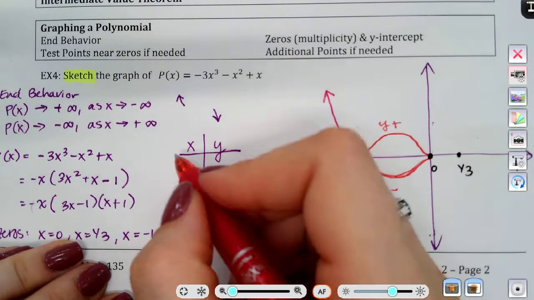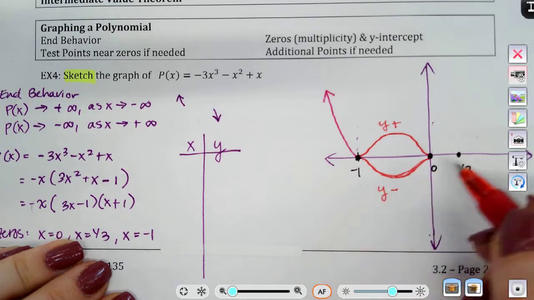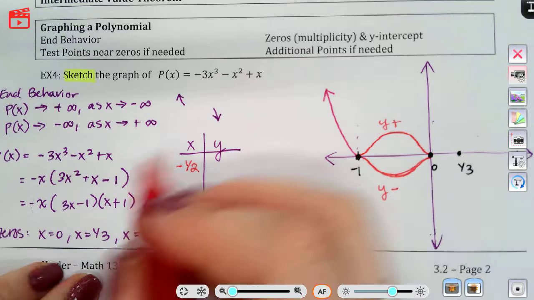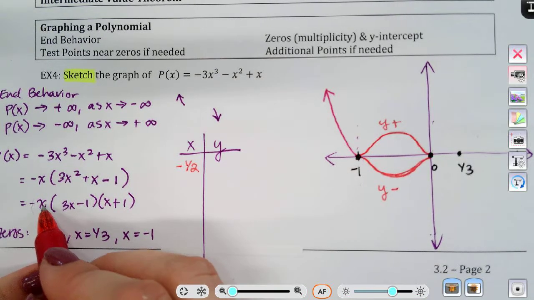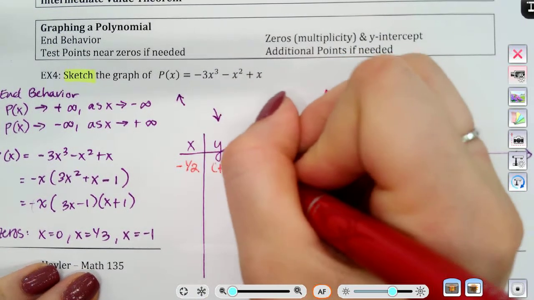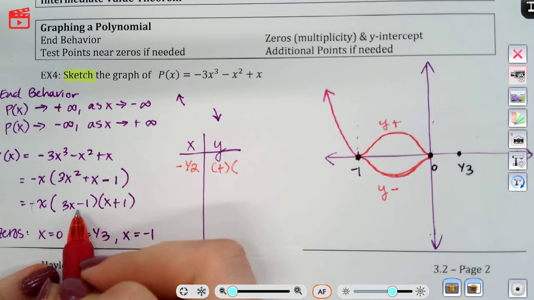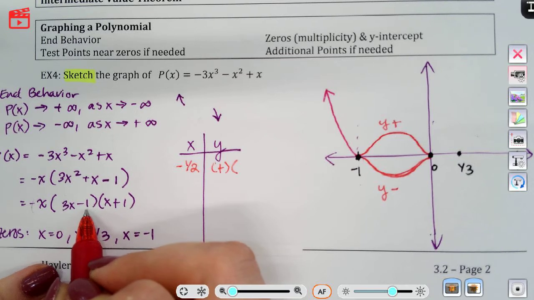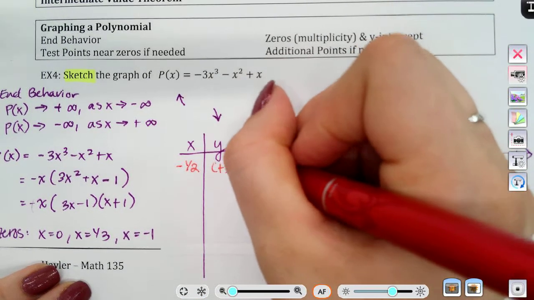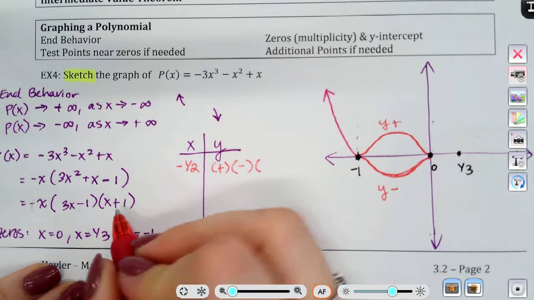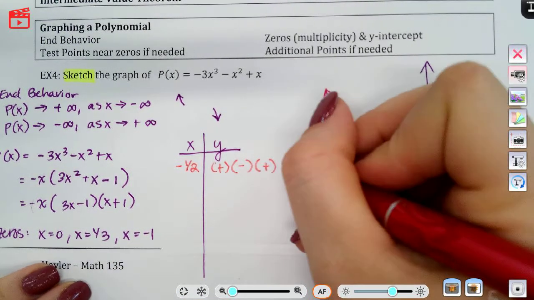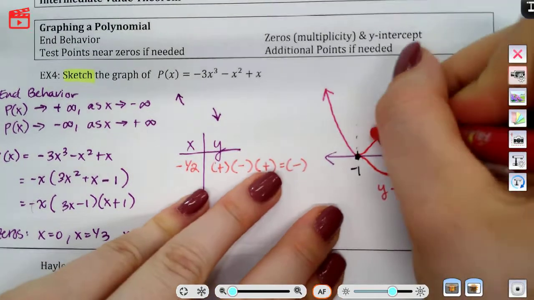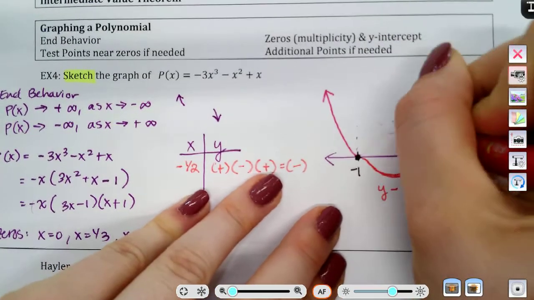Okay, so let's go ahead. I'll pick an x value in between -1 and 0, which would be -1/2. I'm just going to check the sign. -1/2 times -x, that's going to be positive, times, plugging it in here, that's going to be a -3 something minus 1. That's going to be a negative. And then plugging it in here, that's going to be a positive. So my final answer is going to be a negative, which means the option I choose will be the negative option. So that's what the test point is for.